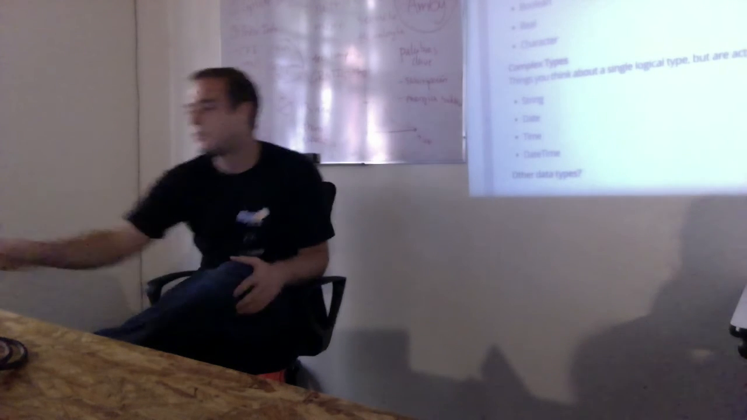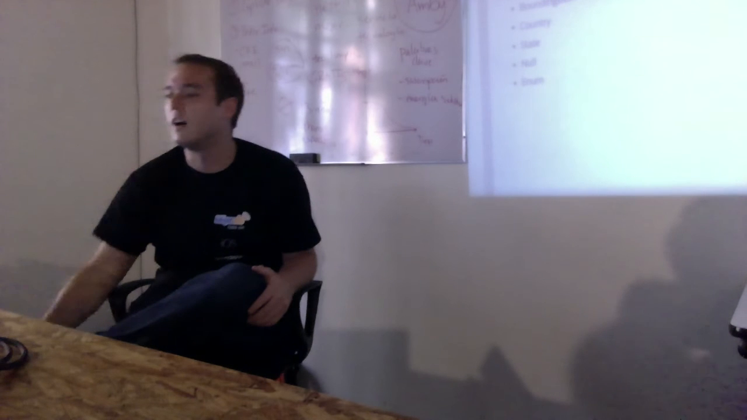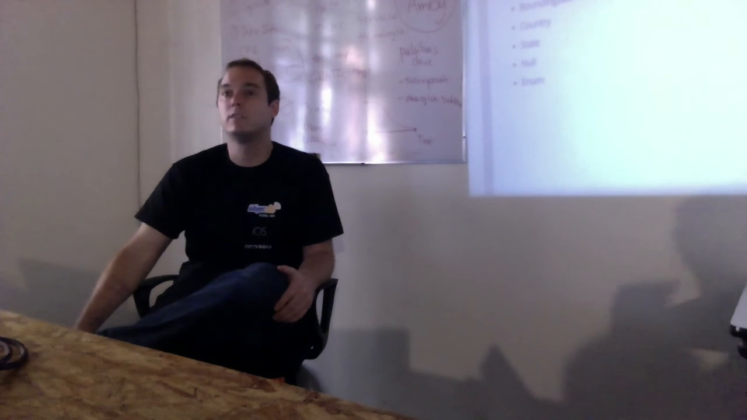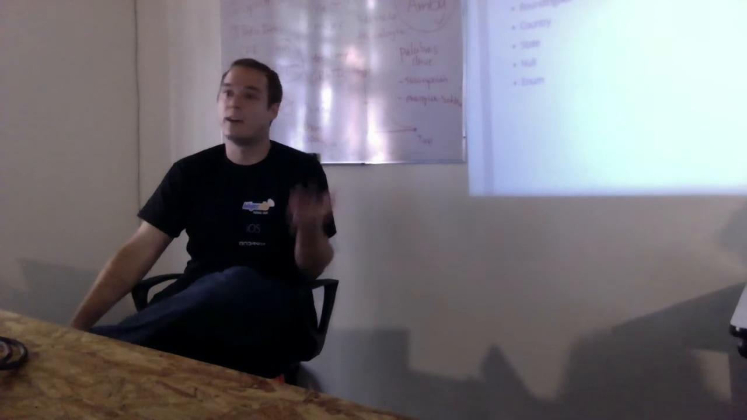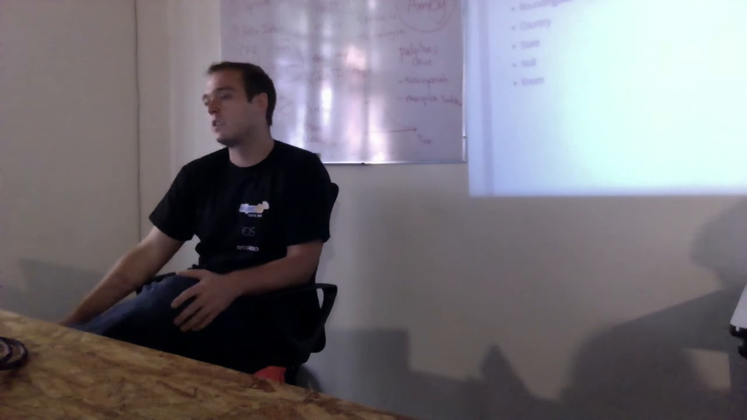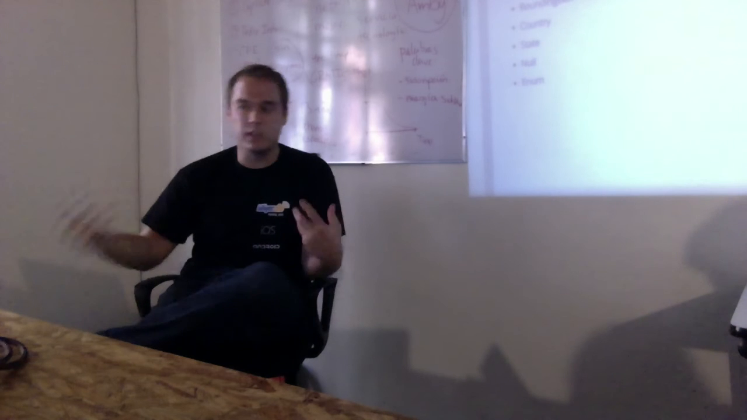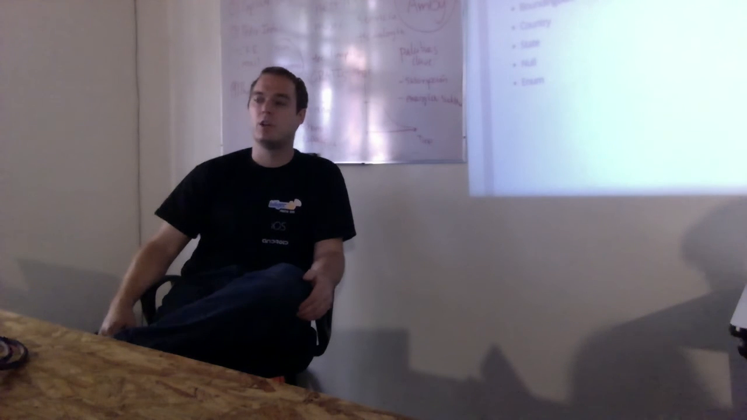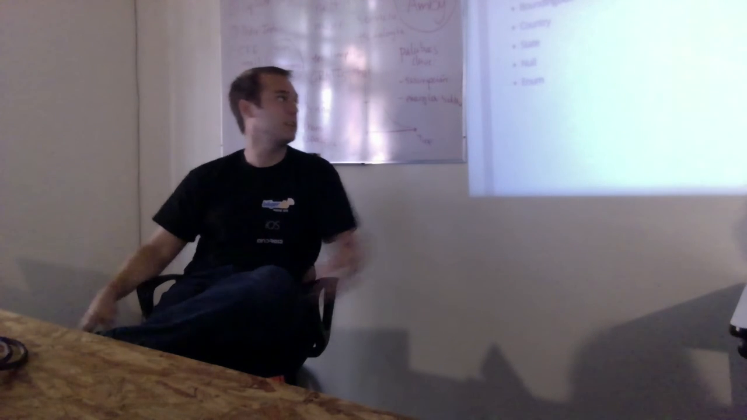Let's see. I had a few other ones here. Dimensions could be, right? Volume. Yeah. There's a ton of this stuff. Country, state, those could be complex types. Null is a special one I'll talk about in a second, and enum is another special one I'll talk about.